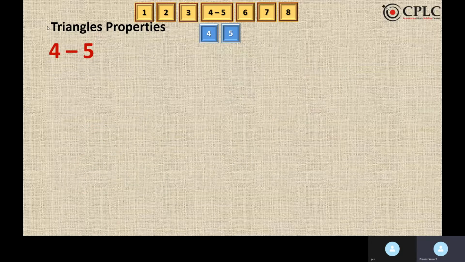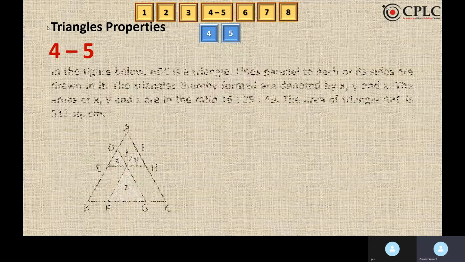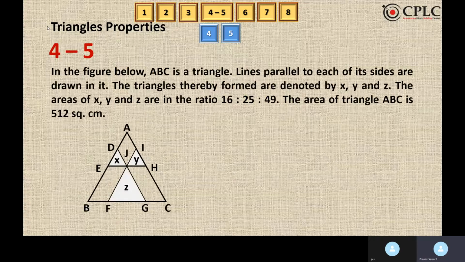Moving to the next question. In the figure below, ABC is a triangle. Lines parallel to each of its sides are drawn in it. The triangles thereby formed are denoted by X, Y, and Z. The areas of X, Y, and Z are in the ratio 16 is to 25 is to 49. The area of triangle ABC is 512 square centimeters.